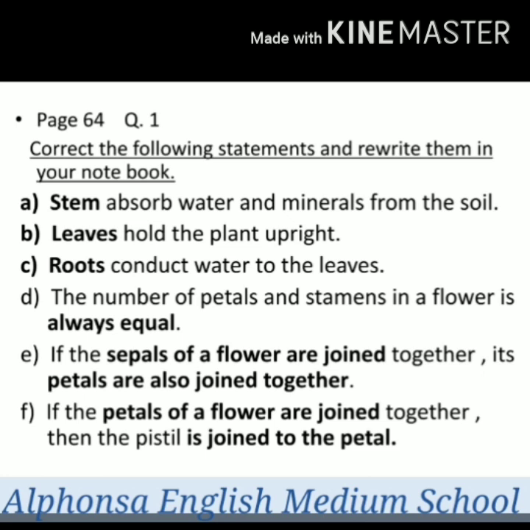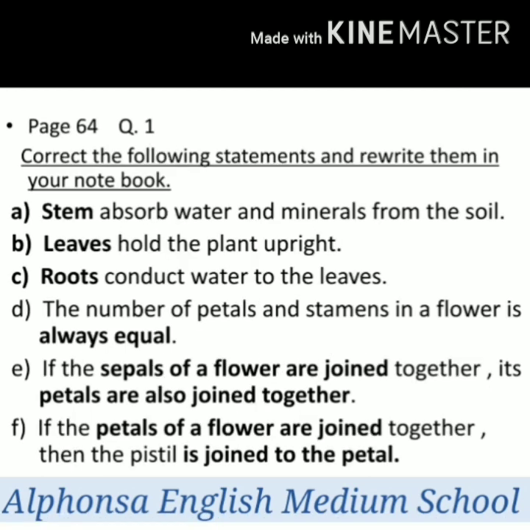Now D. The number of petals and stamens in a flower is always equal. Is it correct? No. So next line, the correct statement is: the number of petals and stamens in a flower is not always equal. You have to add not there. Is not always equal. E. If the sepals of a flower are joined together, its petals are also joined. Answer, correct one: if the sepals of a flower are joined together, its petals may be separate and not joined together.